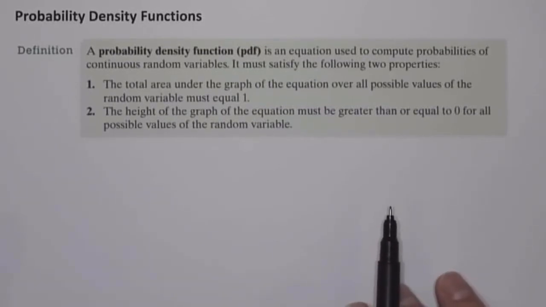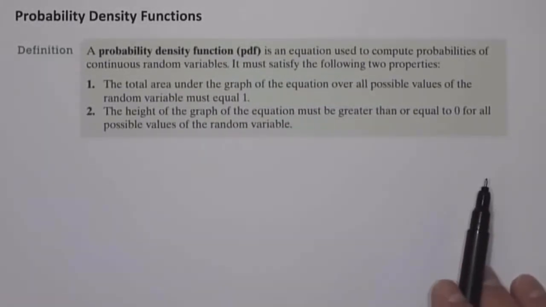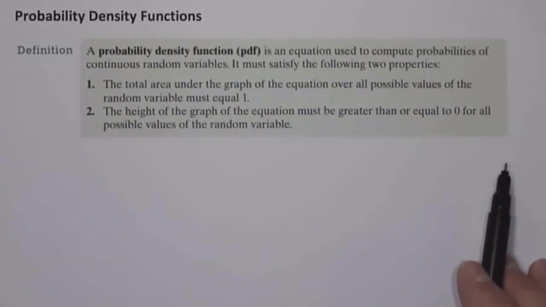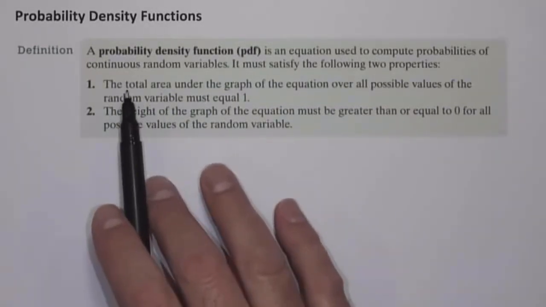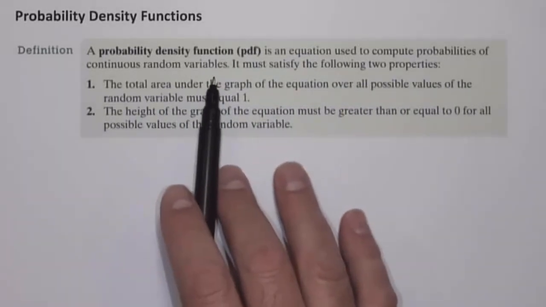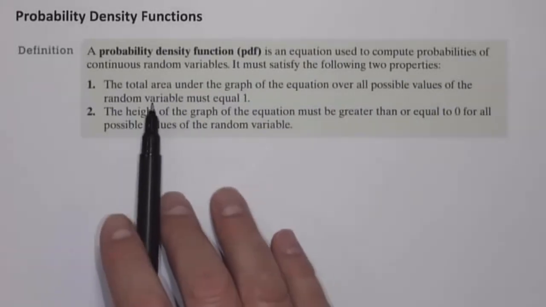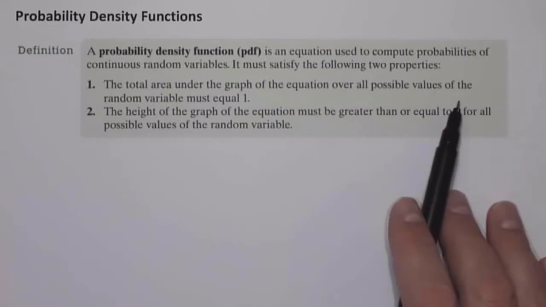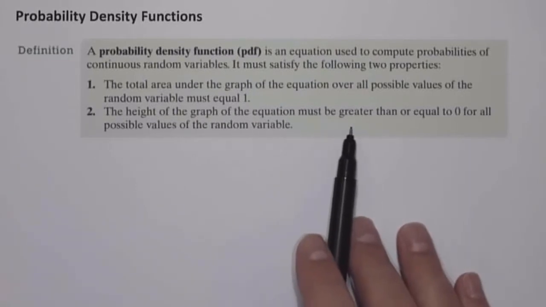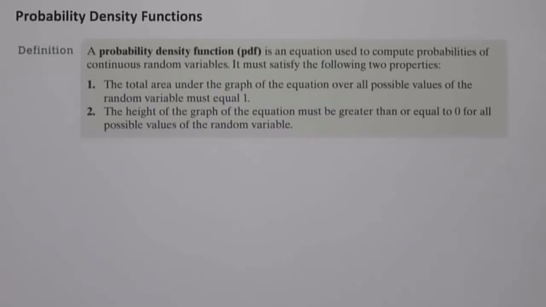And with continuous probability distributions, we have to have what is called the probability density function in order to obtain the probabilities of the continuous variable. So we have a definition here. A probability density function is an equation used to compute probabilities of continuous random variables. It must satisfy the following two properties. One, the total area under the graph of the equation over all possible values of the random variable must equal 1, and two, the height of the graph of the equation must be greater than or equal to 0 for all possible values of the random variable.